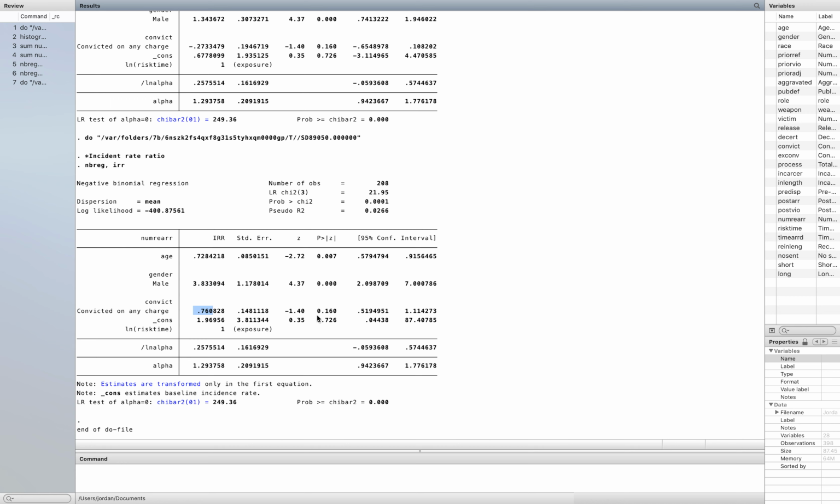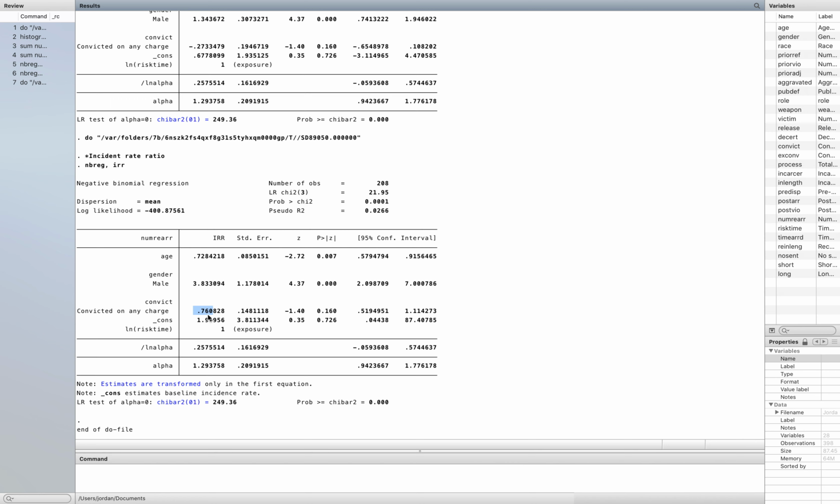Conviction, even though it's not significant, if you were interpreting this, the rate of rearrest for those convicted is about 24% lower than the rate of rearrest for those who aren't convicted. But again, you see that it's not significant. 1 is contained in the interval here, which means that it could be 1, which means it's not significant.